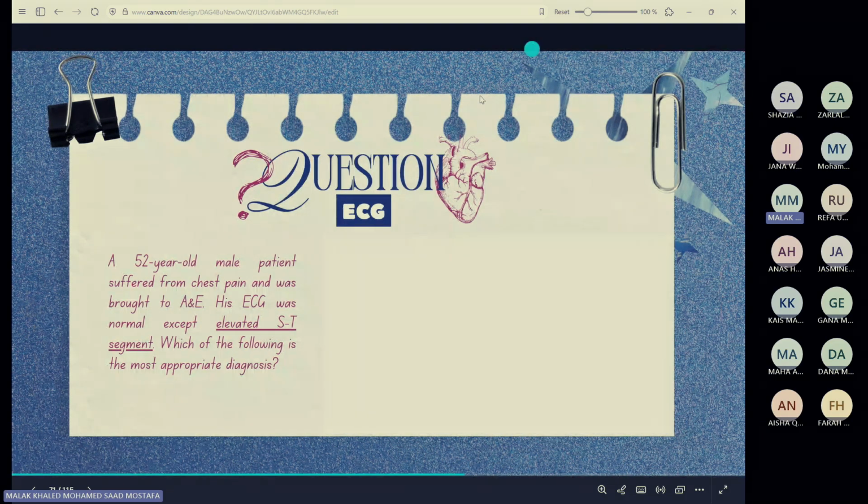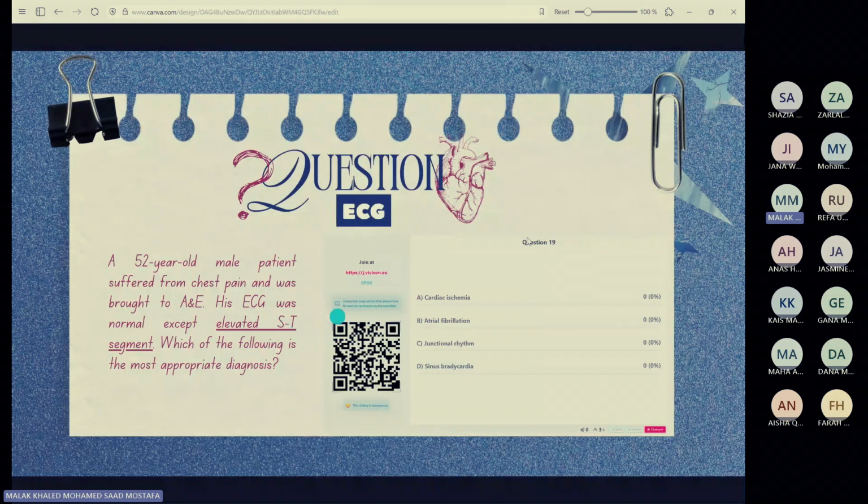Okay, one more question. A 52-year-old male patient suffered from chest pain and was brought to the E&E. His ECG was normal except for elevated ST segment. Which of the following is the most appropriate diagnosis? So the keyword here is elevated ST segment, and this is in the list of diseases with your abnormal ECGs, and it's very easy to miss this list of 3 diseases because it's a small box at the end of the section, right? So you have cardiac ischemia or atrial fibrillation or junctional rhythm or sinus bradycardia. This is purely memorization. No, it's cardiac ischemia.